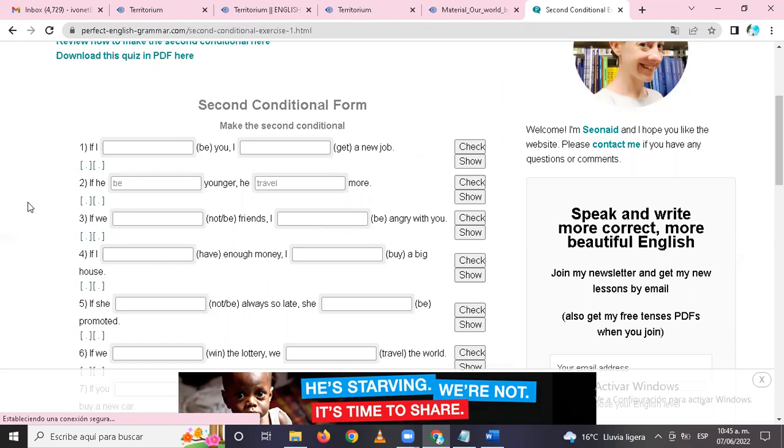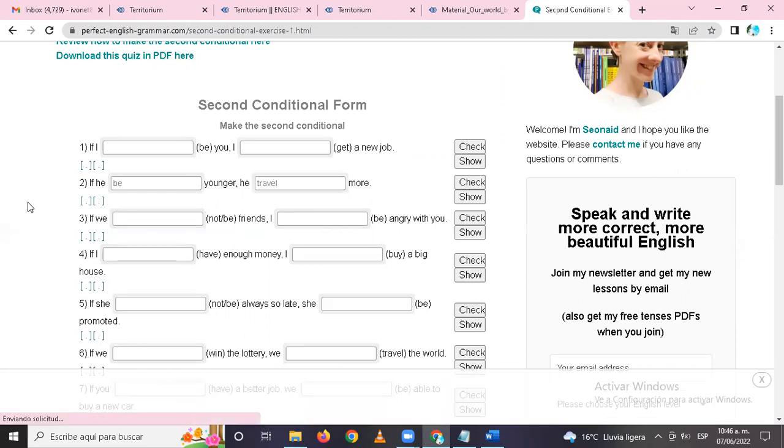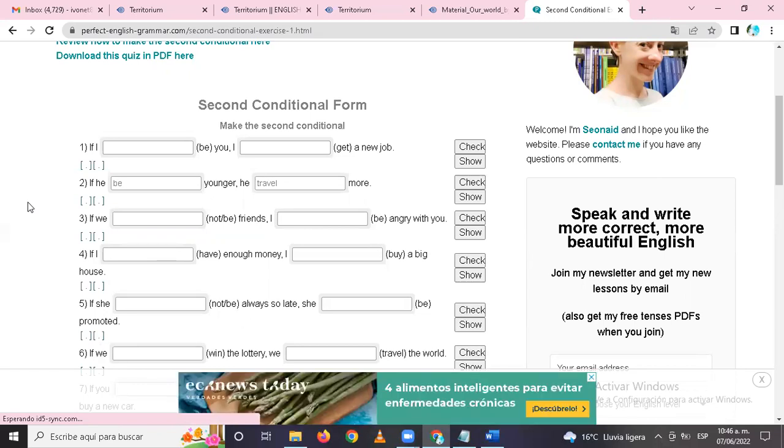Okay. Here the verbs are be and travel. If he were younger, he would travel more. Very good. Number three.